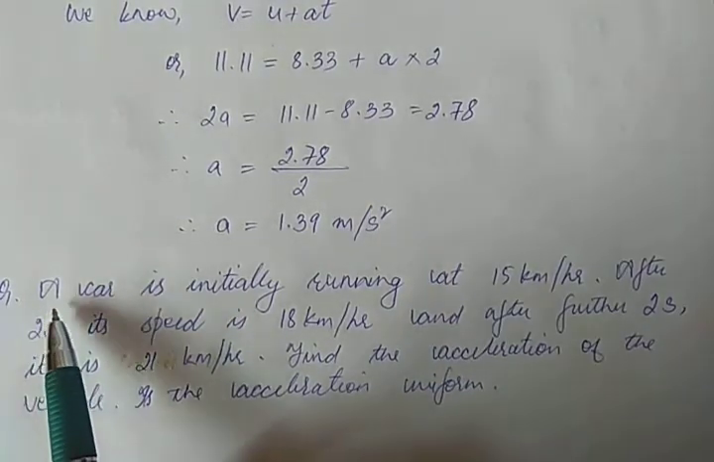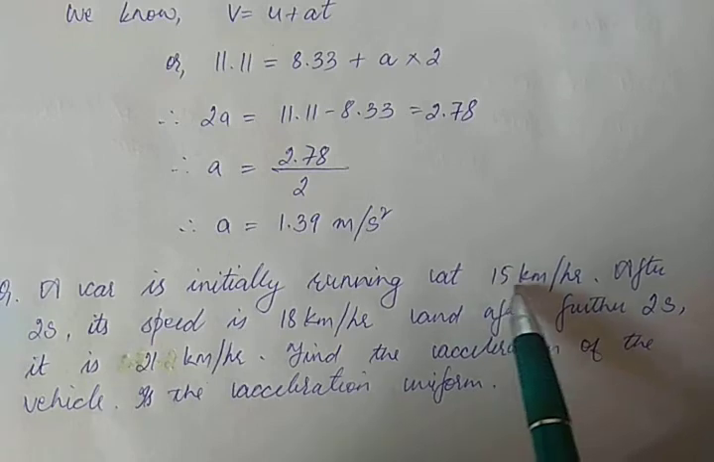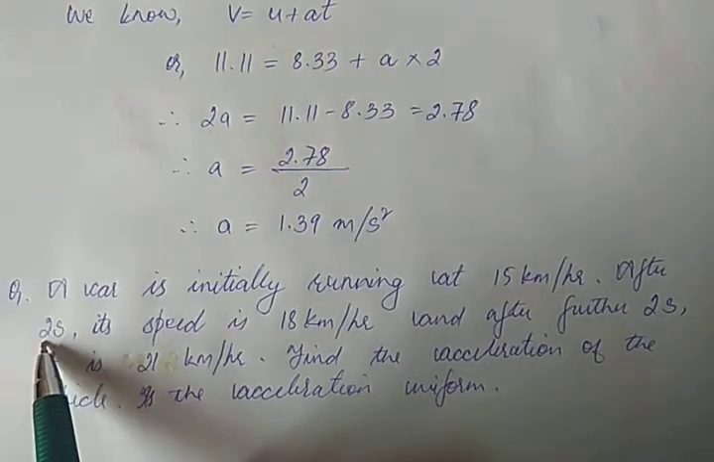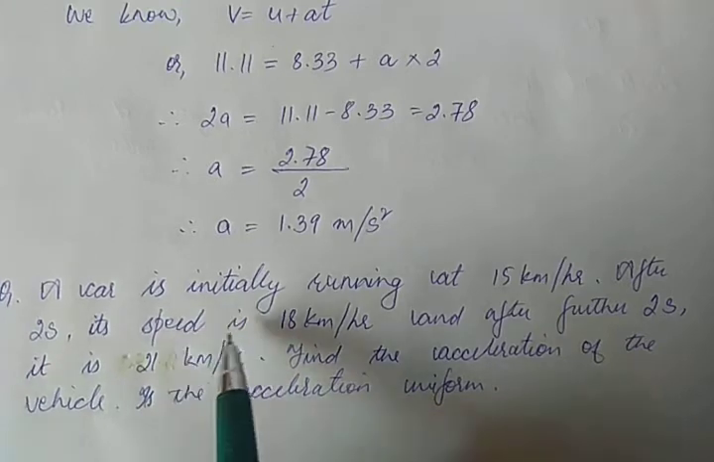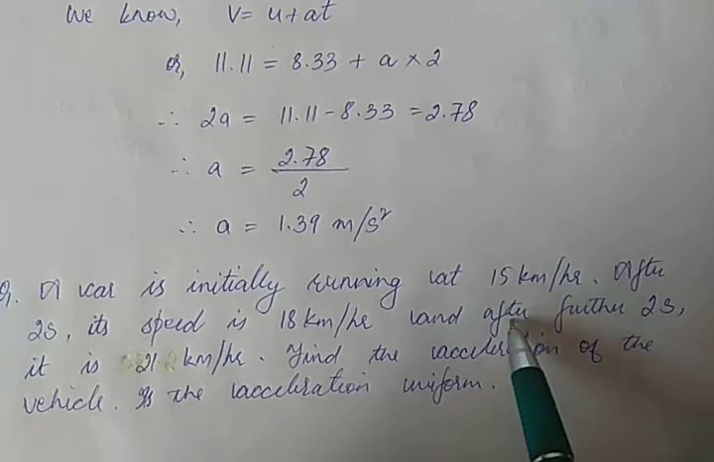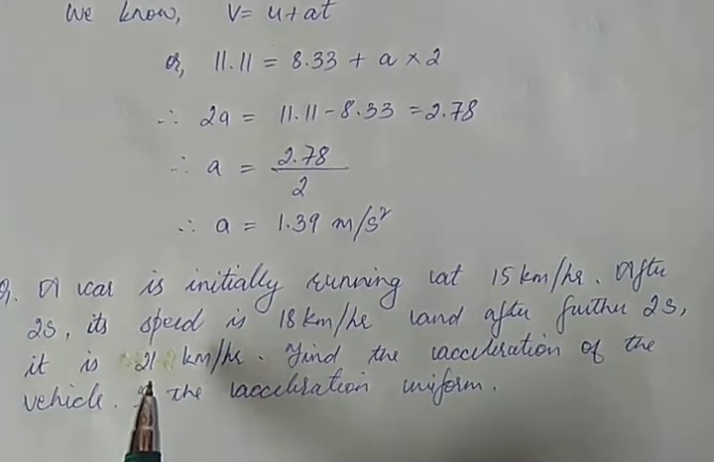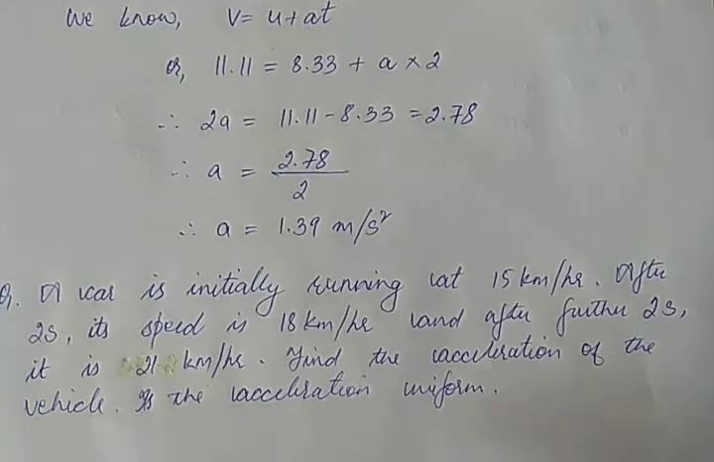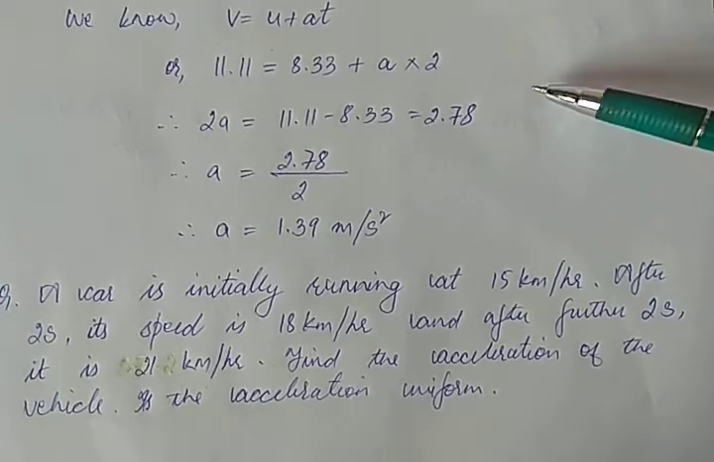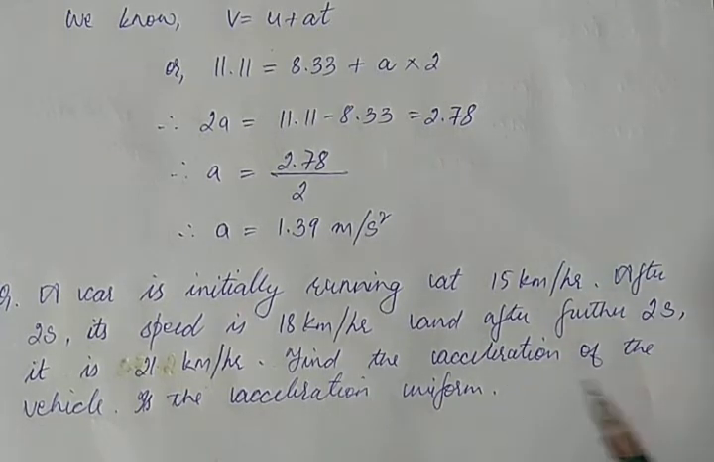So here we are talking about a car which is initially running at 15 kilometers per hour. So the initial velocity of the car is 15 kilometers per hour. After 2 seconds, the speed is 18 kilometers per hour. And after a further 2 seconds, it is 21 kilometers per hour. So here there are two cases actually. It's the same problem as the first problem that we discussed, but there are two different cases, two different scenarios.